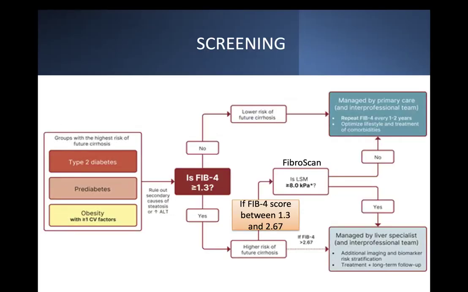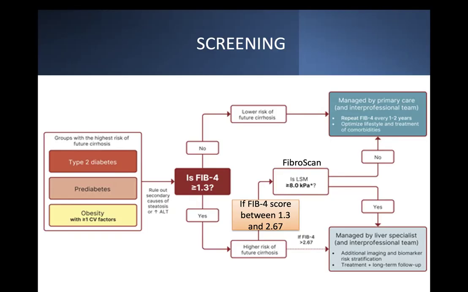So now that we know the prevalence is high, how do we screen patients? We have to identify patients at high risk for MASLD, like those with type 2 diabetes, prediabetes, or obesity with cardiovascular risk factors. This algorithm is recommended by the American Diabetes Association. So we have to calculate the FIB-4 score, which in the next slide I will explain based on what criteria it's calculated. If it's 1.3 or above, but less than 2.67, it means that the patient needs to undergo FibroScan, which is an imaging modality, and it gives us liver stiffness measurement.